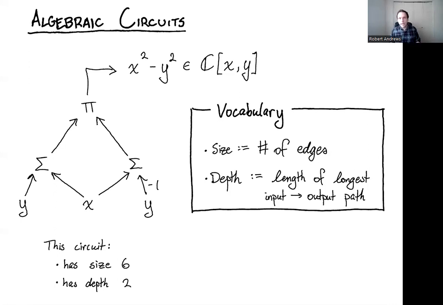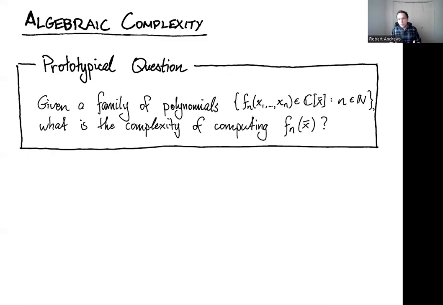What questions are we going to ask about it? The typical question that one asks in this area is the following. I give you some large family of polynomials. So for every natural number n, I give you a polynomial fn in n variables, or maybe n squared or n cubed variables. And I ask you, how hard is it to compute that polynomial in terms of n?